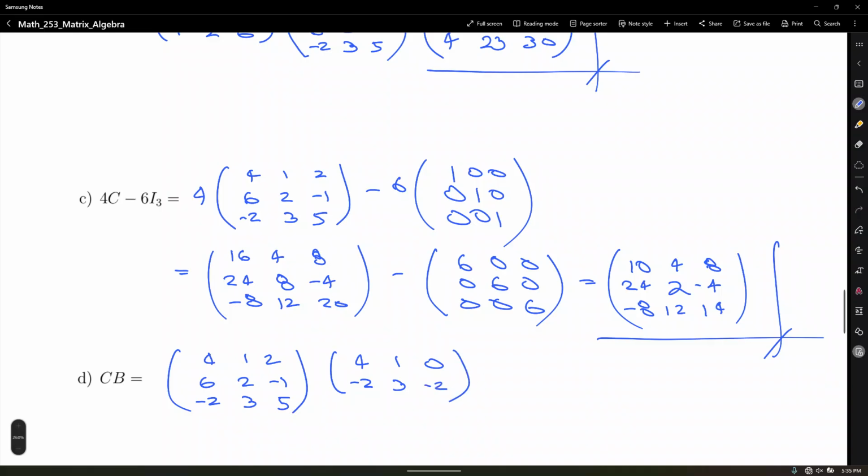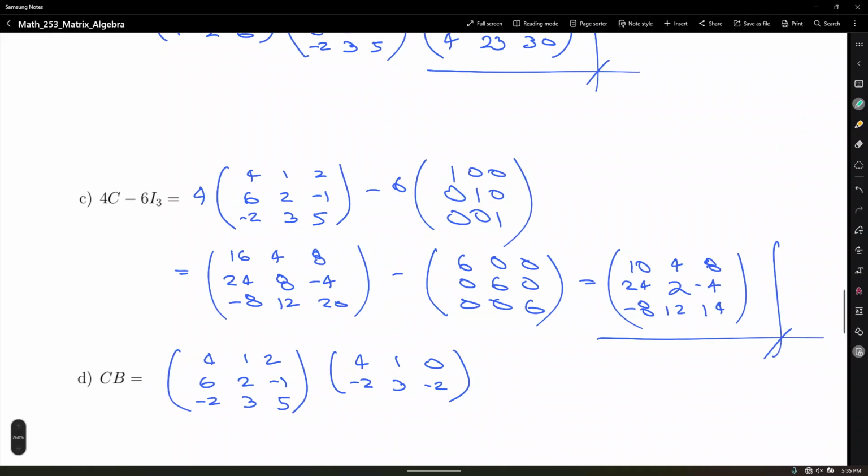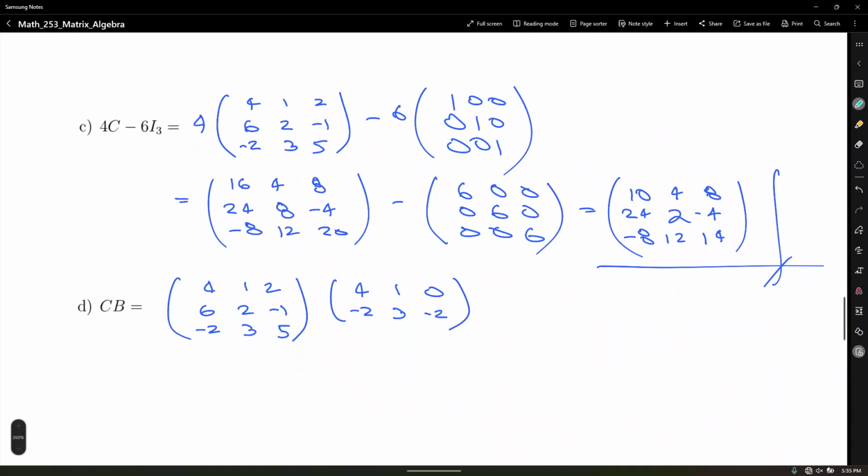Okay, can we even multiply these two matrices? Why not? Why can't we multiply these two? The dimensions, okay, what's the size of the first matrix? 3 by 3. What about the second matrix? 2 by 3. So what's the condition so that these two matrices can be multiplied?